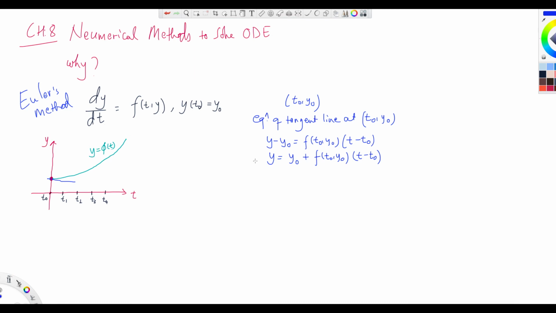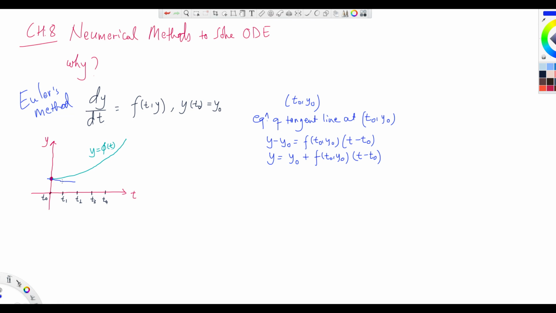So how do we do that? This is the first point of the solution. We will find another point on the solution. We'll find another point. So we continue that way, okay? So how do I approximate the height of the solution, or the y value of the solution, at t1? At t1, let us suppose that the height of the function is y1.